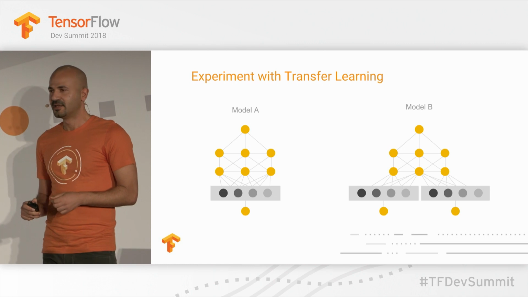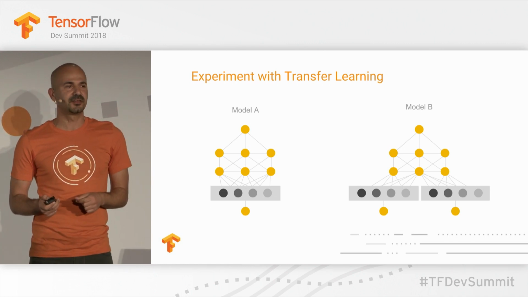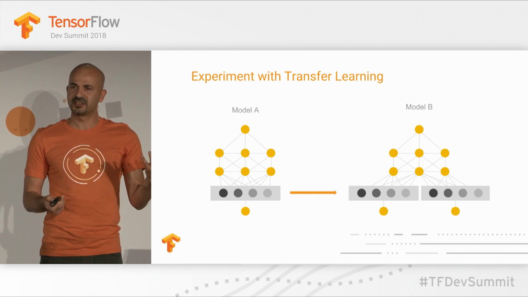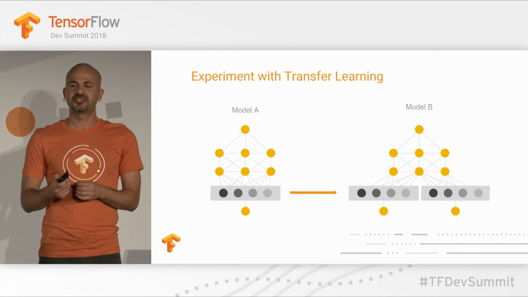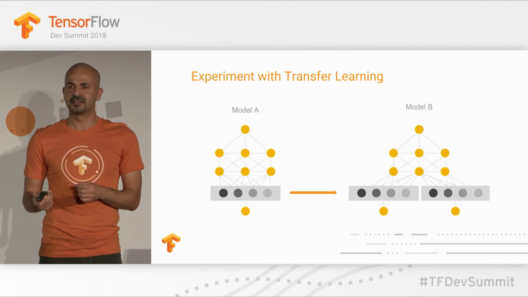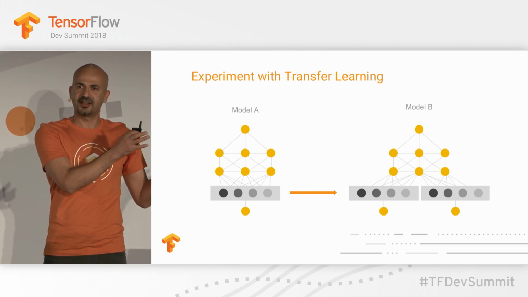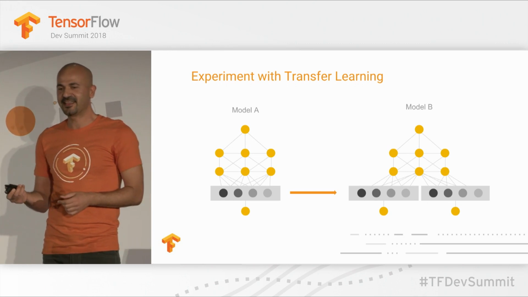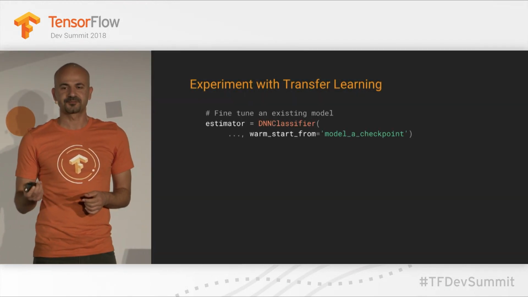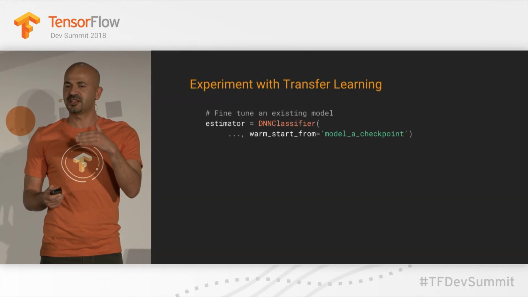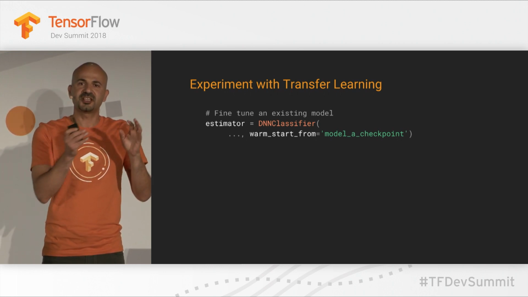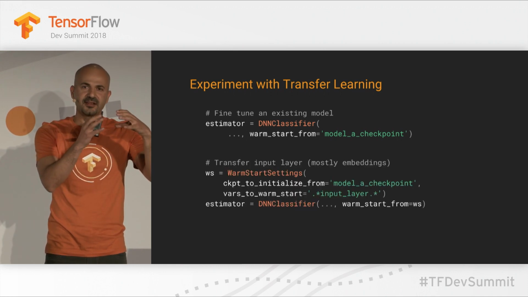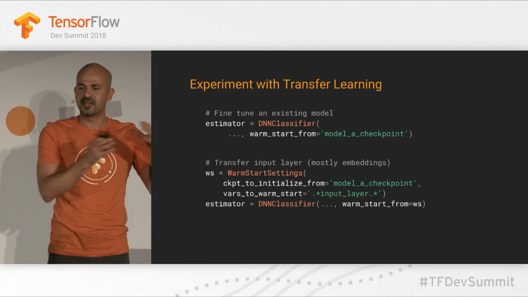Transfer learning is another popular technique we experiment with. One way of extending is using model A, which is already trained, to improve the prediction of model B. How can you do that? Surprisingly, just copying and transferring the variables from model A to model B works. That's simple, but it works. And we provide a utility for you. So you can use warm start from. For example, this one line is saying to transfer all of model A into model B. Or you can define a subset of model A to transfer from model A to model B.